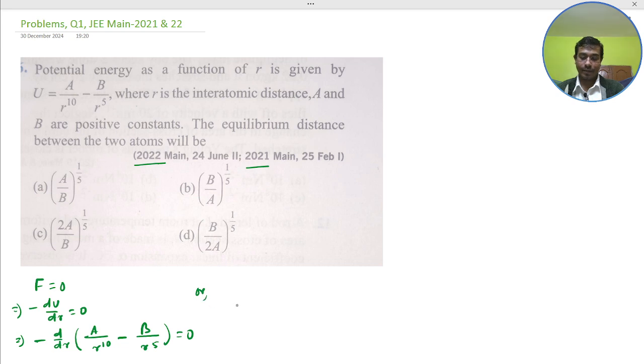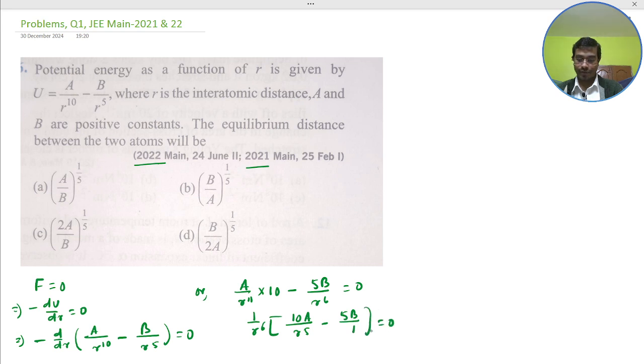Next, we just do the derivative here. That becomes 10a divided by r to the power 11, differentiating the first time, minus 5b divided by r to the power 6, equal to 0. So 1 by r to the power 6 is common here. So 10a divided by r to the power 5 minus 5b is equal to 0. So you just get here that 10a divided by r to the power 5 is equal to 5b.